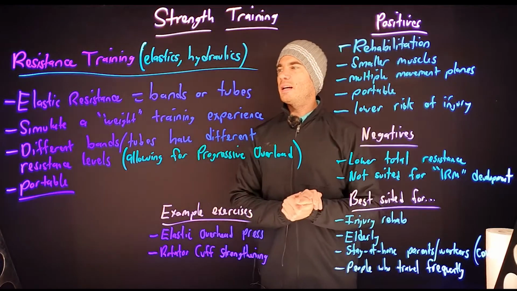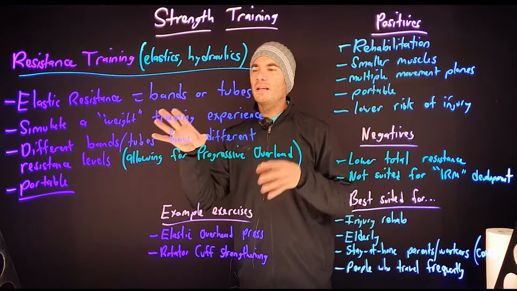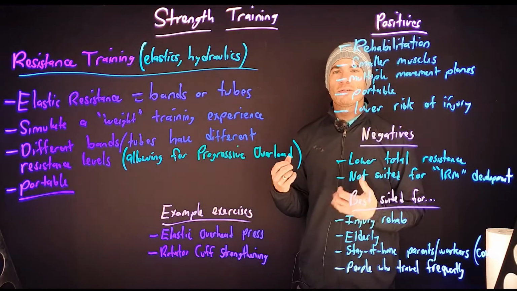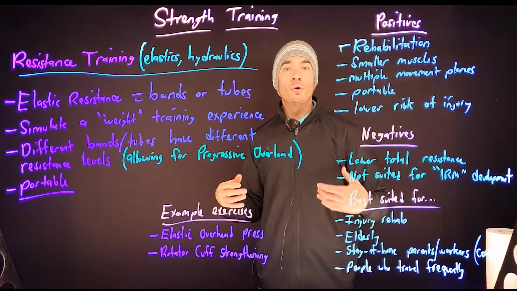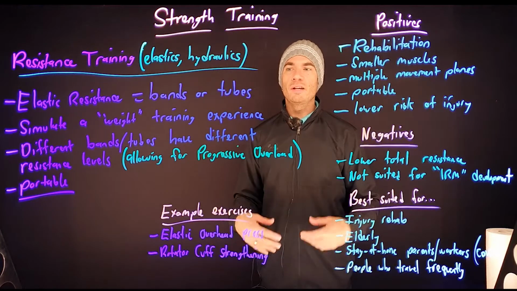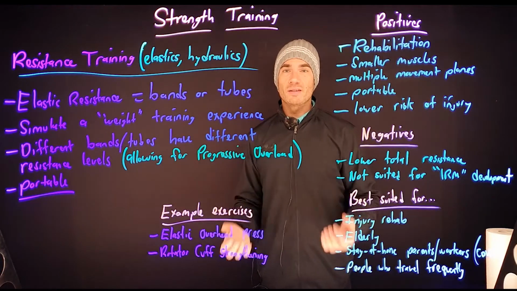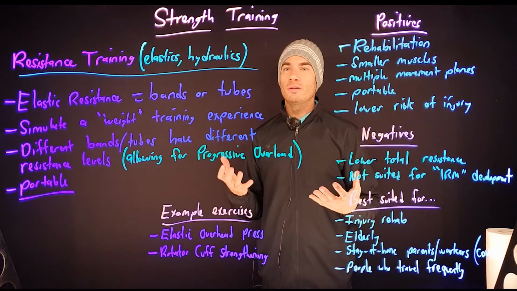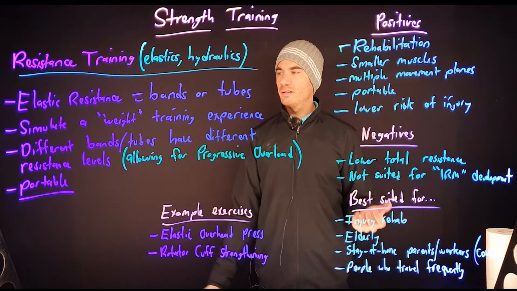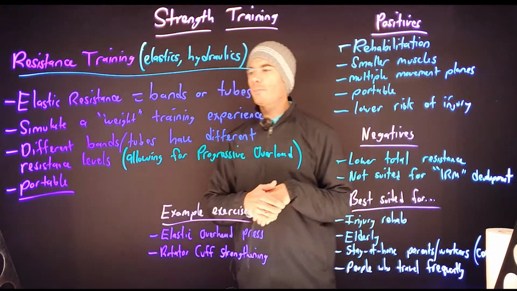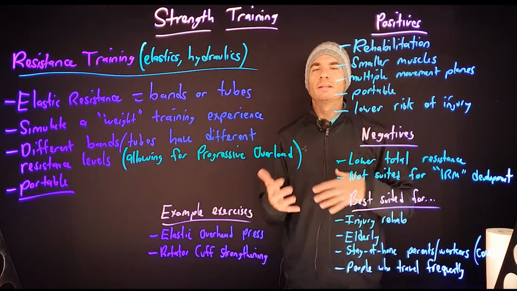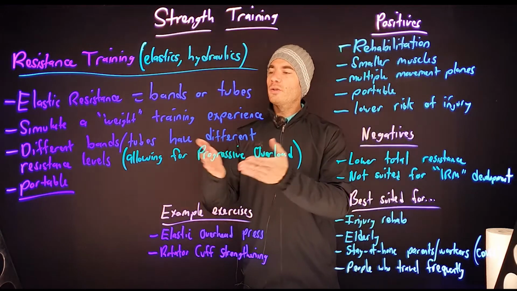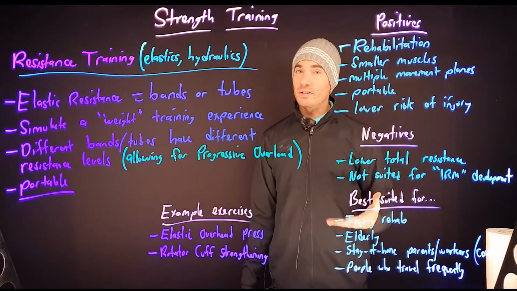Now, the good thing about elastic resistance training is that it does simulate a weight training experience in the fact that you hook the elastics up to either a fixed object, so like the wall or a pole, or you stand on them, okay, with your feet, and therefore it becomes a resistance that you can move against as if you were holding like a dumbbell or a barbell, etc. So different bands and tubes have different resistance levels, and they're usually color-coded, and then they've got numbers on it as such. And the good thing about that is that it does allow for progressive overload, all right?